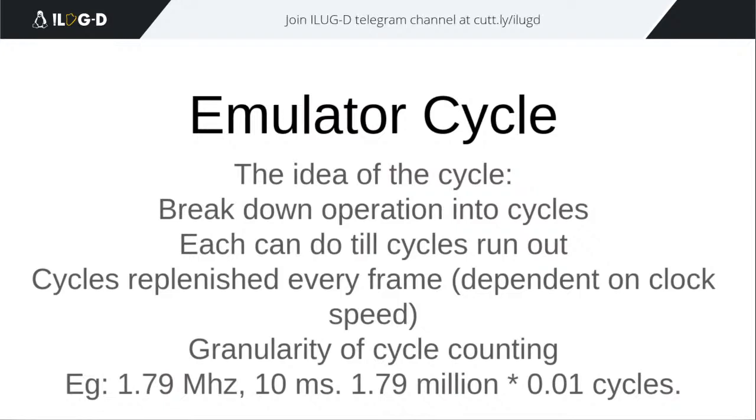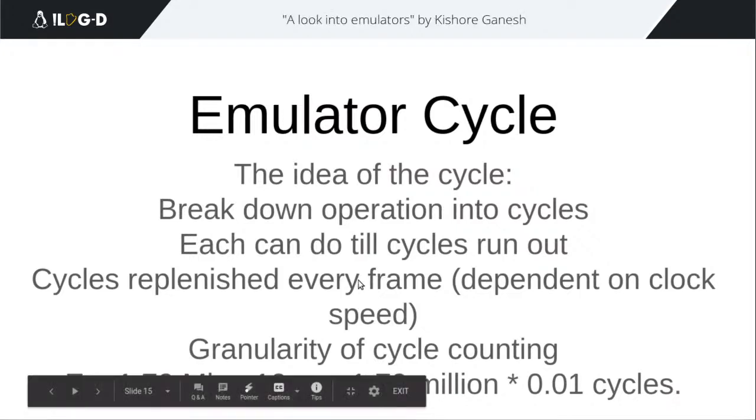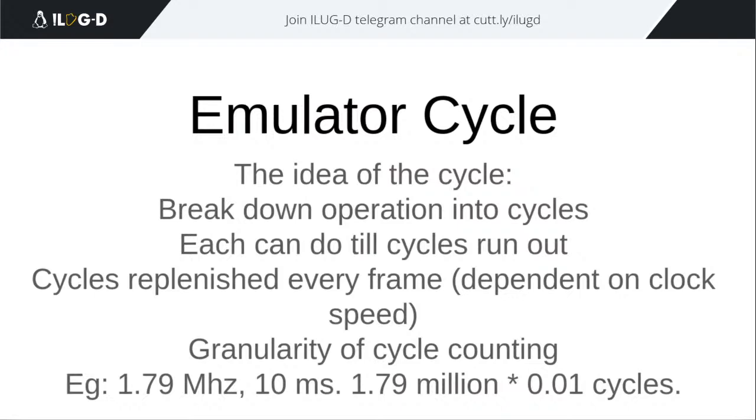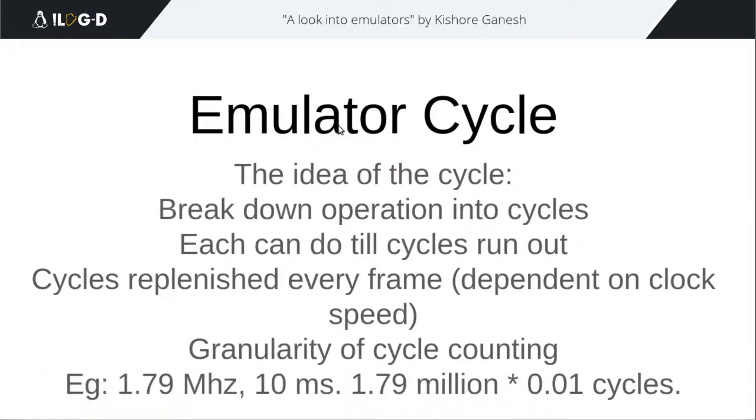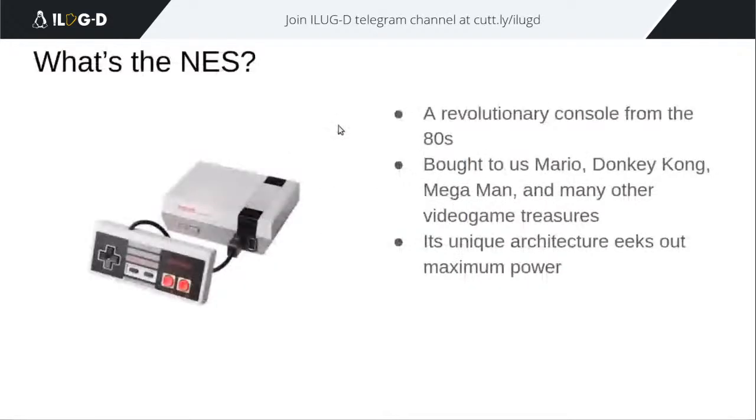All of these components were designed to be run in parallel, whether it be the central processing unit, the picture processing unit, or the audio processing unit. So that's why making an emulator is slightly challenging, in that you need to have all of these three components running in sync, right? Now I'll get into how this emulator cycle is implemented in code in a bit. But let's look at an even more concrete example of an actual system.